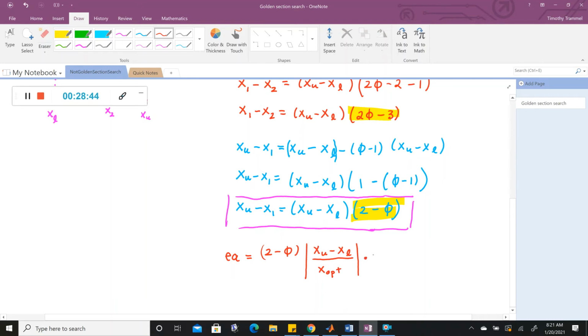And again, what we're really doing is we're seeing what percentage our error, our maximum possible error, is of x opt. And again, x opt is the x value that optimizes our function, or in our case, minimizes our function. All right, and so now we've addressed the golden ratio, how that is going to come into play here, and we've addressed how we're going to come up with our error, or EA. So let's go on and we will code this tomorrow.